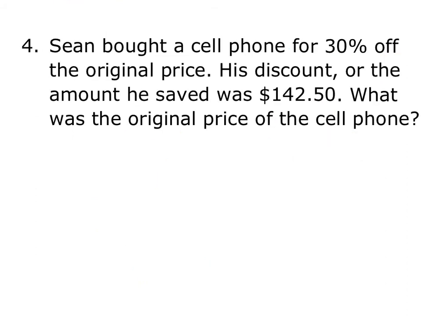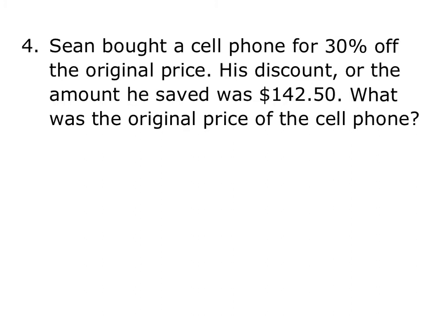Question 4. Sean bought a cell phone for 30% off the original price. His discount, or the amount he saved, was $142.50. What was the original price of the cell phone? So once again, we're not asked to find 30% of 142. We're asked to figure out 30% of some other number that gave us 142.